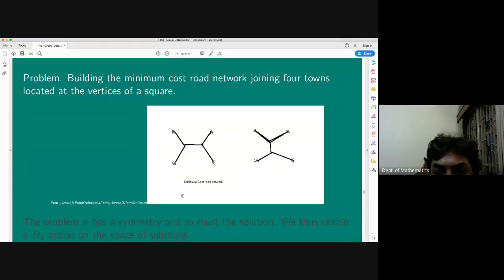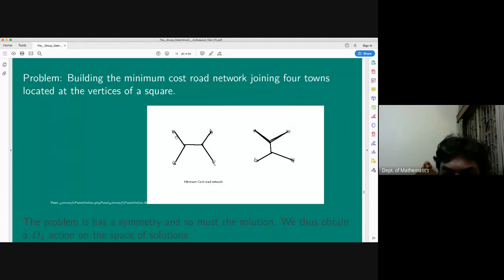So 4 cities are located on the vertices of a square. Suppose you want to build a road network which has minimum cost between these 4 cities. How will you build a network? Like this, okay? This has got 2 pictures. You see the first one. The first picture is showing a road network of minimal cost joining these 4 cities.